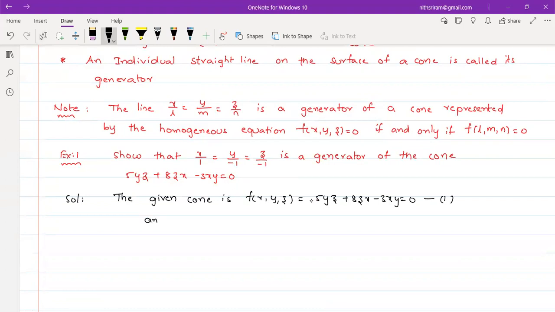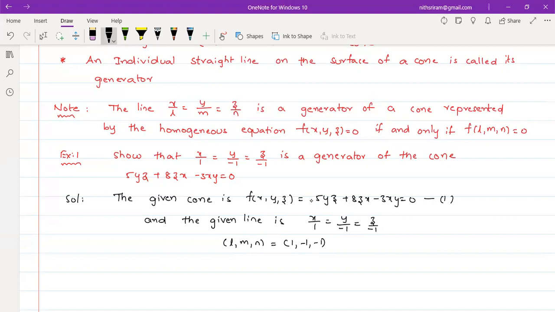And we also have a line equation. Another given line is x/1 = y/(-1) = z/(-1). So l, m, n = 1, -1, -1. Okay, so now we have to substitute these values in the given cone.